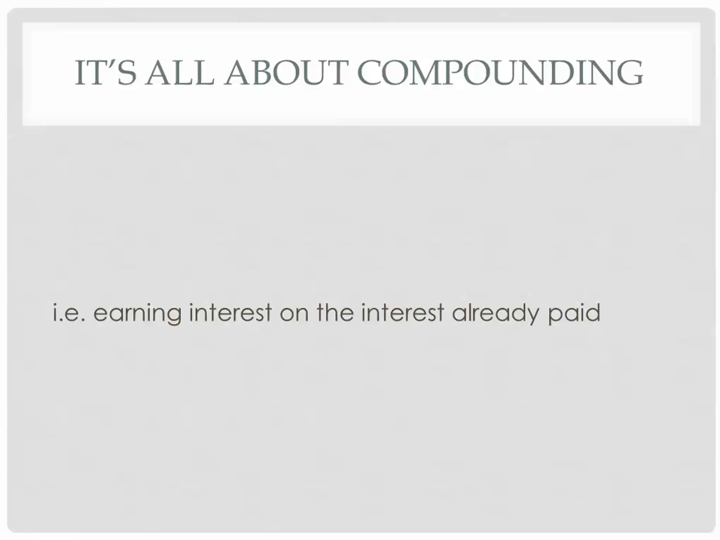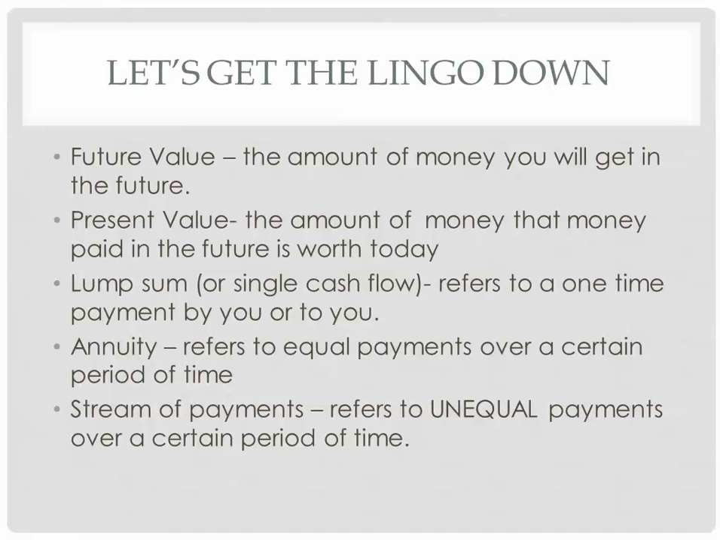So the idea is that your interest goes in, becomes part of your balance, and you get paid interest on your original balance plus any and all interest that you've earned up until that point. So let's get some of the lingo down. Future value. This is the amount of money you will get in the future, whereas present value is the amount of money that money paid in the future would be worth today. When we're talking about a lump sum, we're talking about a single cash flow, and it refers to a one-time payment by you or to you.